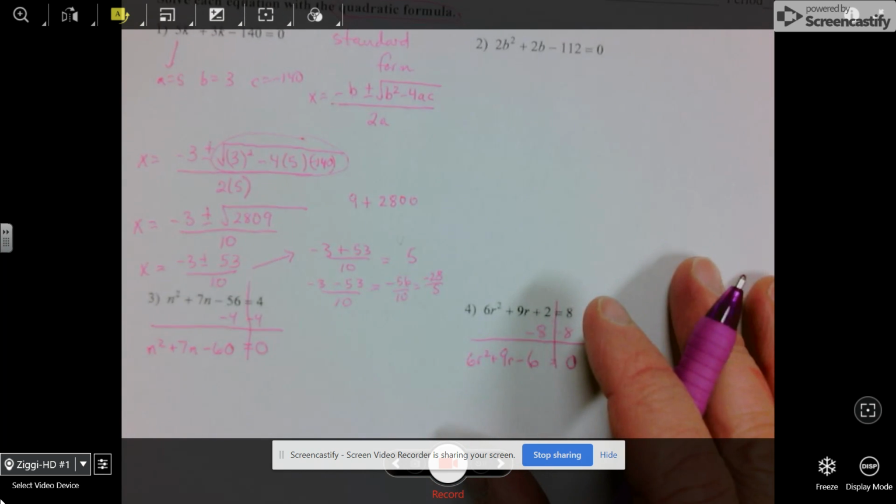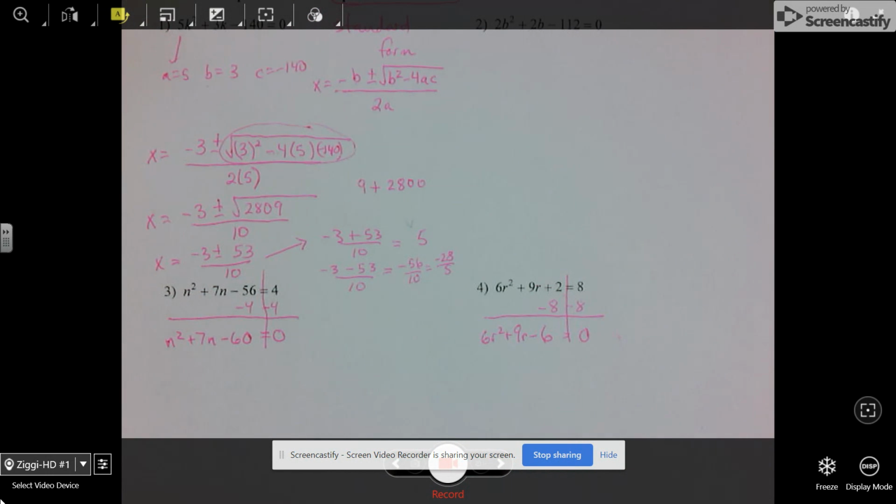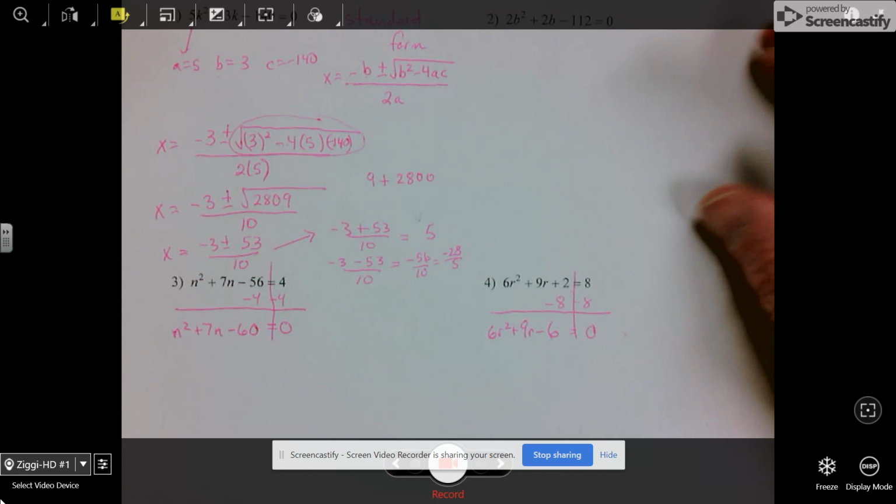Let's go to number 2. Before you start number 2, I would notice something right away. I could divide both sides by 2 and make this problem a lot easier. And maybe even if I do that, I could factor it by guessing and checking. But they say we're practicing the quadratic formula, so let's go ahead and practice it.